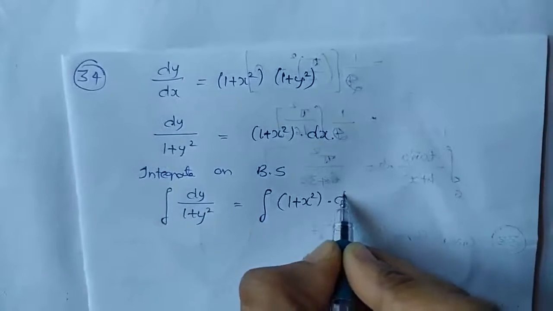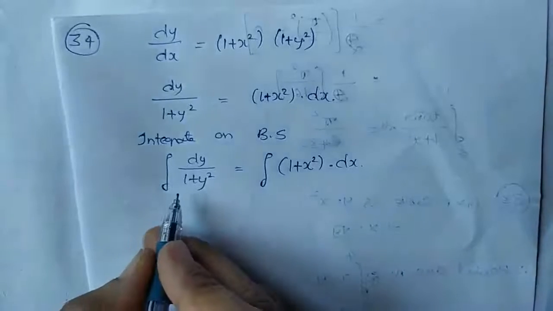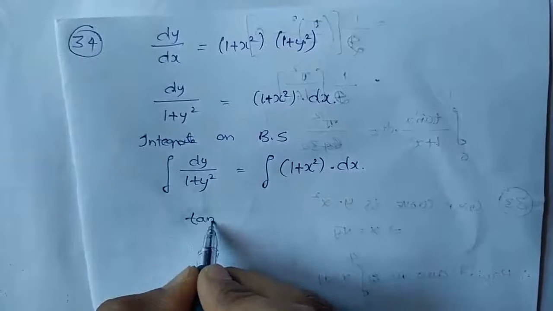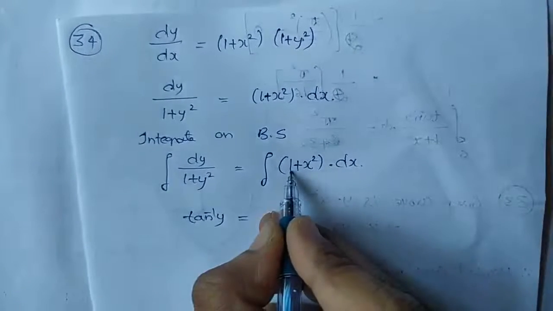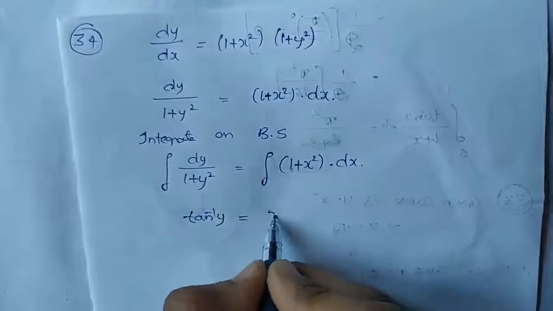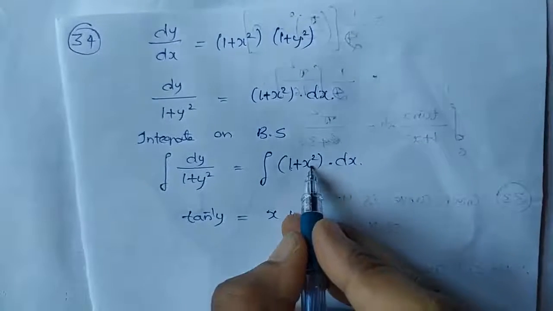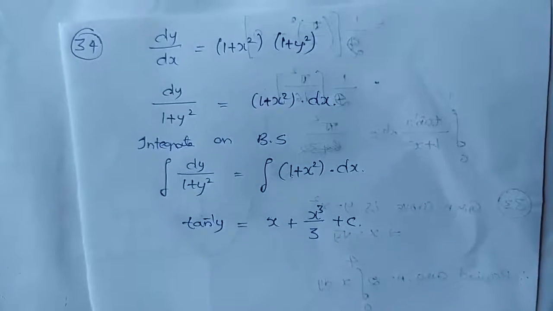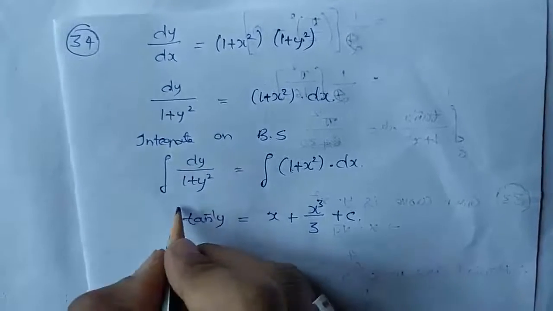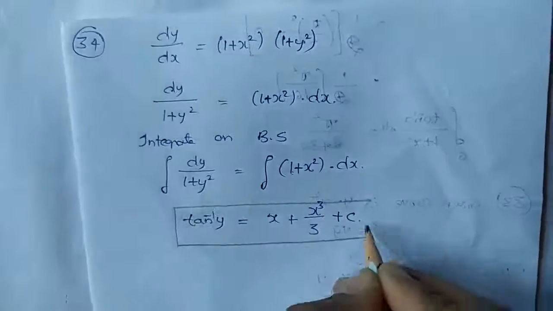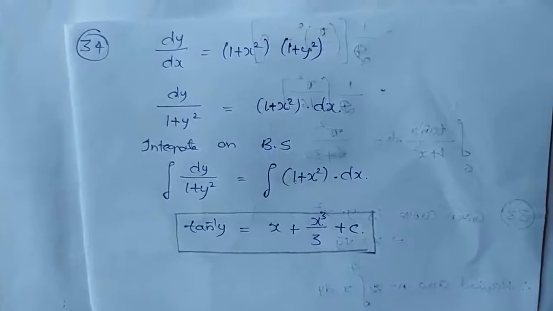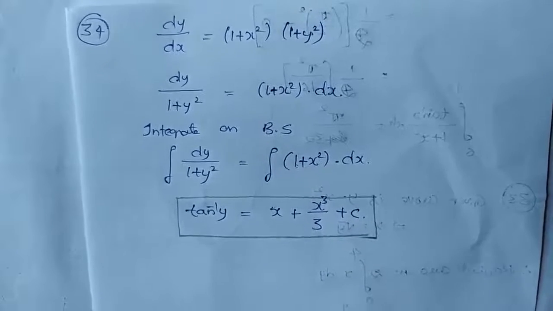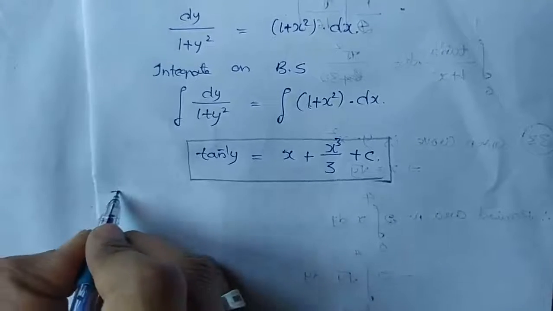Integration of dy by 1 plus y square is tan inverse y. So tan inverse y equals integration of 1 dx, which is x, plus integration of x square, which is x cube by 3, plus c. Hence this is the general solution for the given differential equation. It is a question related to the variable separable method.